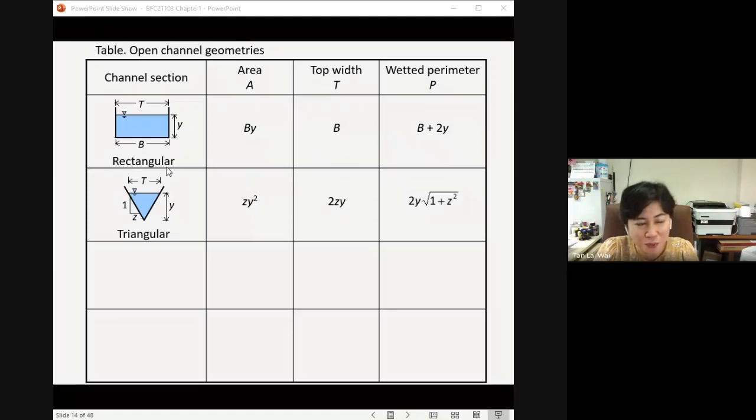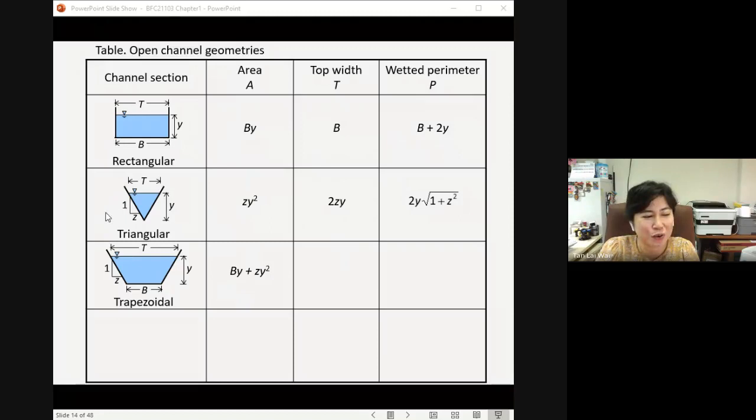Trapezoidal, the same thing here. The area is actually the addition of this: you have this rectangular section and this triangular section. Rectangular plus triangular, you add them up together, it's actually BY plus ZY squared. You can actually separate it into two, alright? Or three, alright?